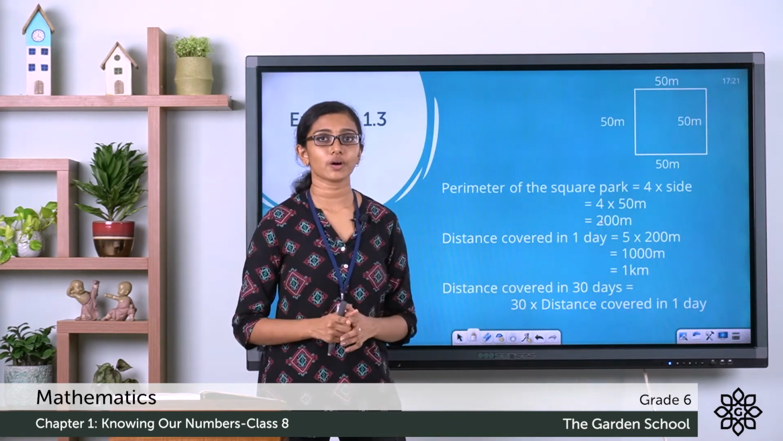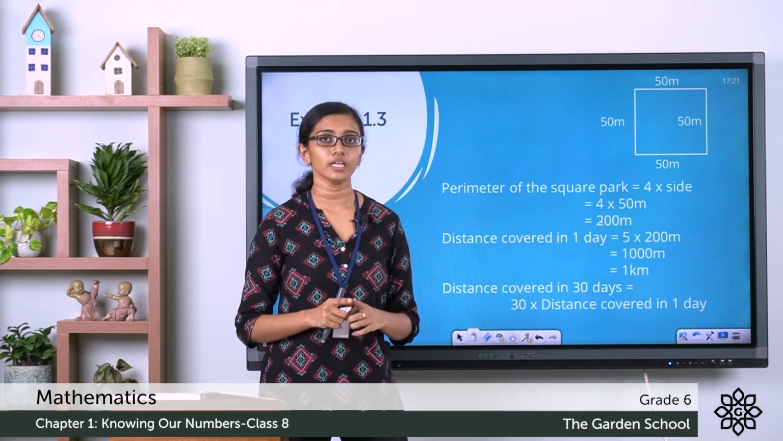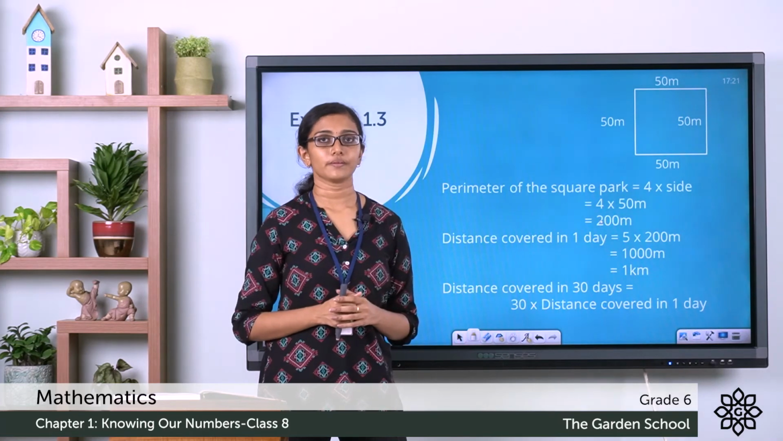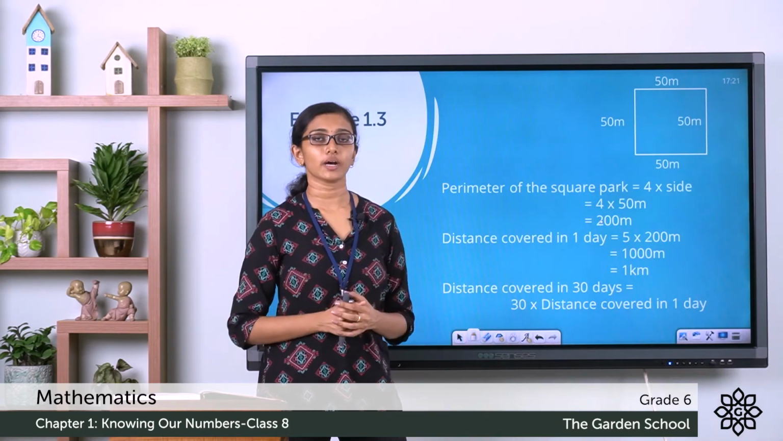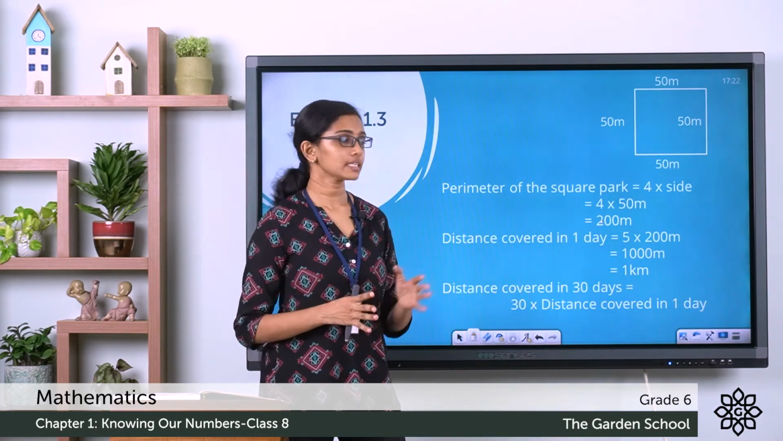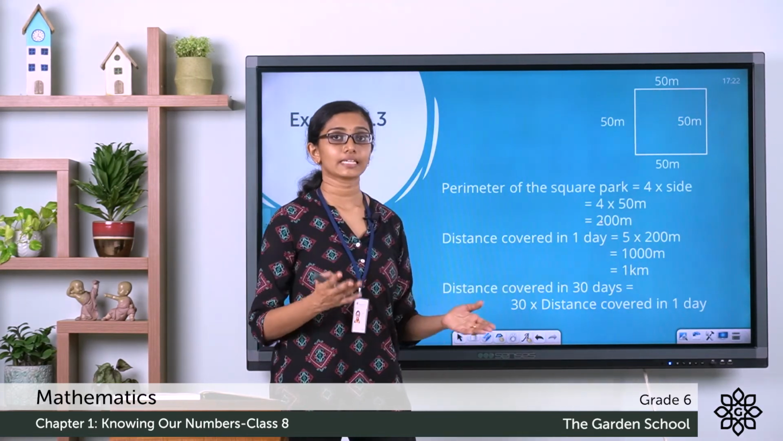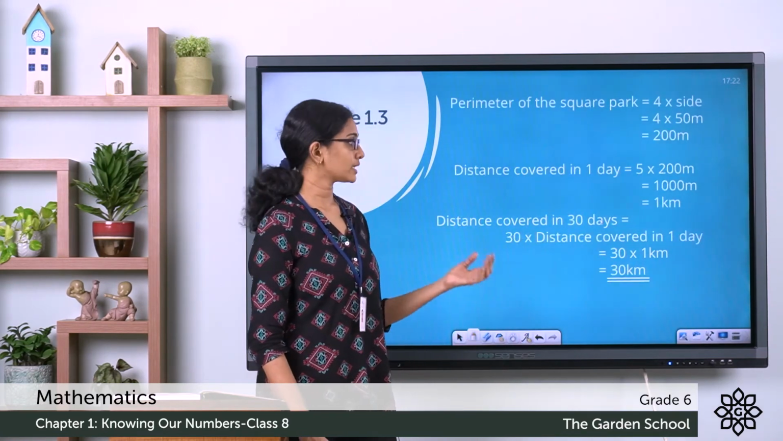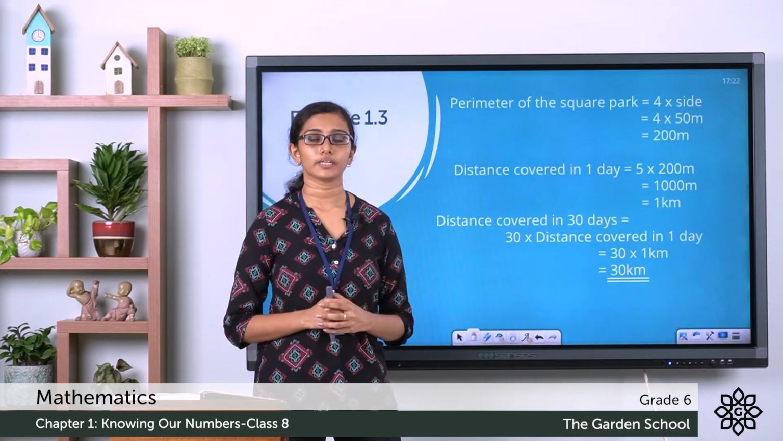So when she walks around the park 5 times a day, she walks 1 kilometer. Every day she covers 1 kilometer. So in a month or in 30 days, she will be covering 30 times that distance. That is 30 into 1 kilometer, which is equal to 30 kilometers.